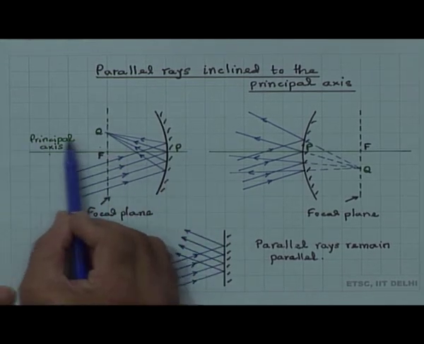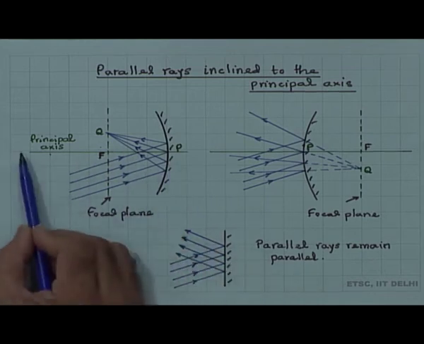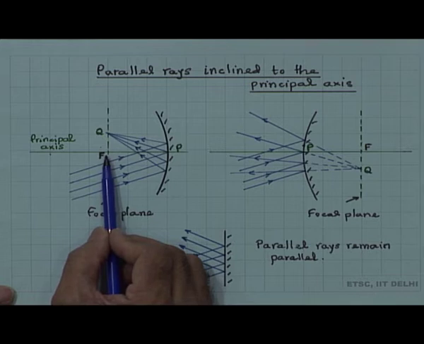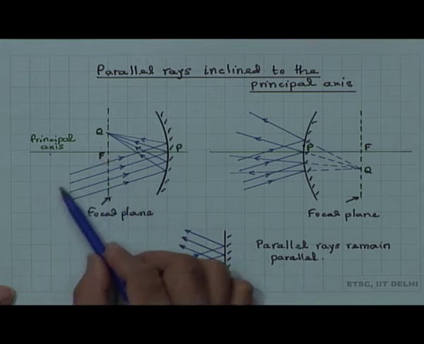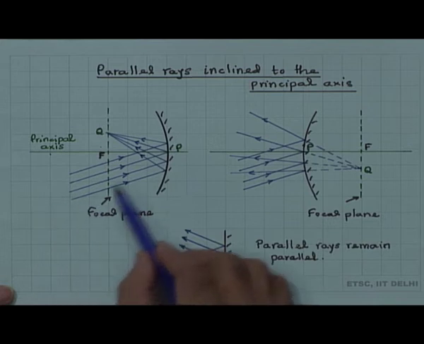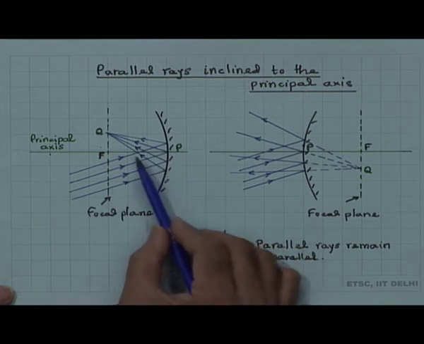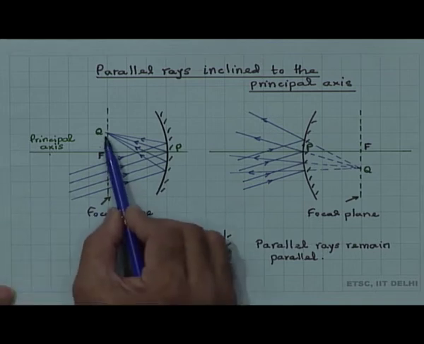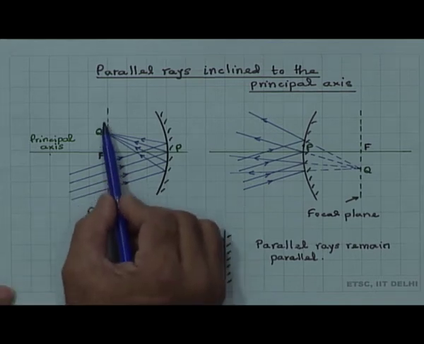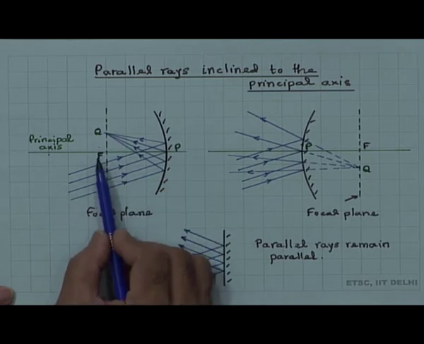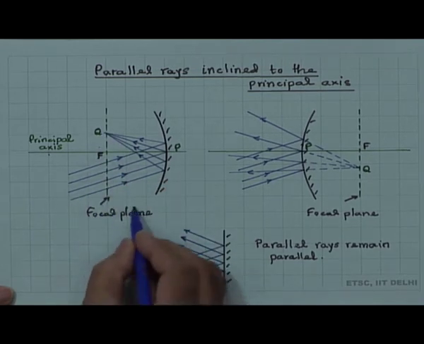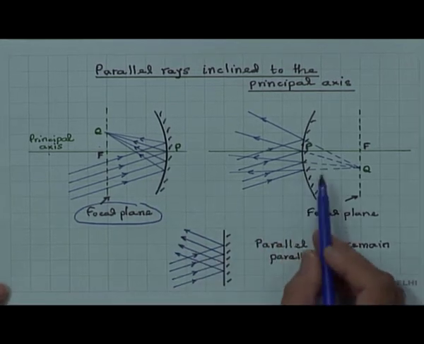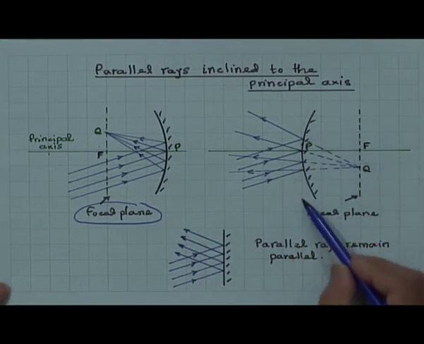If we had parallel rays incident which are parallel to the principal axis, they would have focused to the point F, but if the parallel rays are inclined at an angle, then they will focus to a point Q. This can be shown: they will focus to a point Q, but it lies on a plane containing F, and that is called the focal plane. I have also shown the corresponding diagram for a convex mirror here.